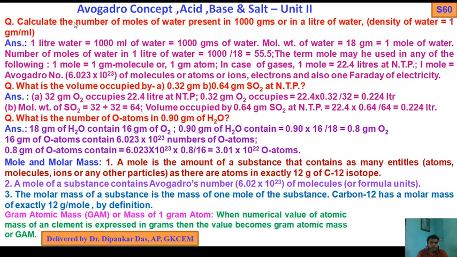The numerical problem: calculate the number of moles of water present in 1000 grams or in a liter of water. The density of water is given as 1 gram per cc. So how will we calculate the number of moles of water?